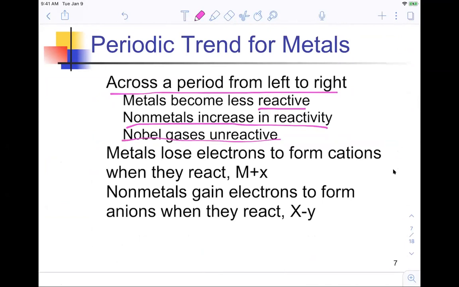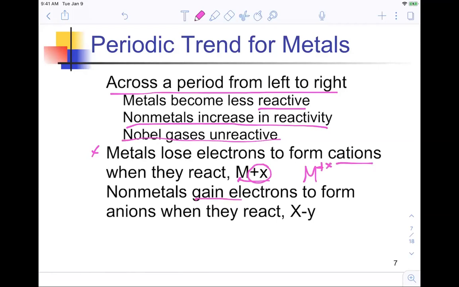Metals lose electrons. We said that. We showed that, and we saw that in terms of an orbital notation. And when they lose electrons, they form cations, a positive ion. And when they react, so M plus X, it forms a positive ion. That's what that means. So it forms an M+, that was supposed to be a superscript, but when I imported it, it lost that superscript.